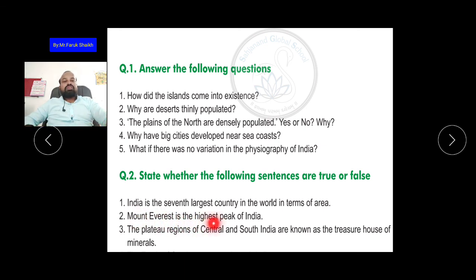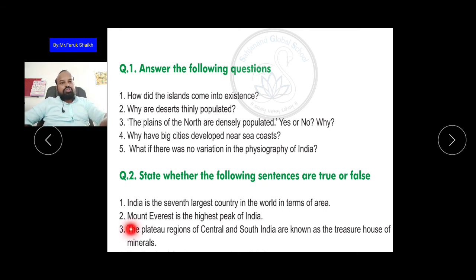Mount Everest is the highest peak of India. I taught you that Mount Everest is not part of India. Mount Everest is located in Nepal. So Mount Everest is the highest peak of Nepal, not India. So the second is the wrong answer.